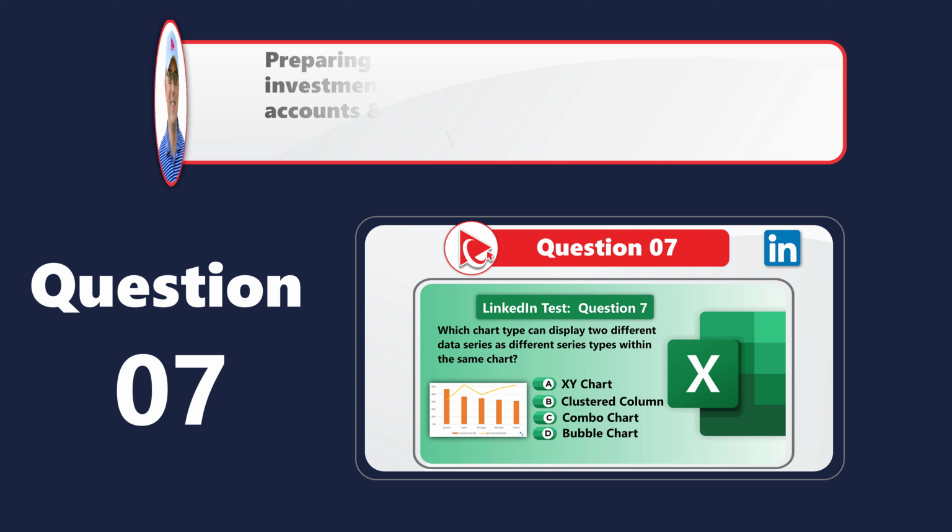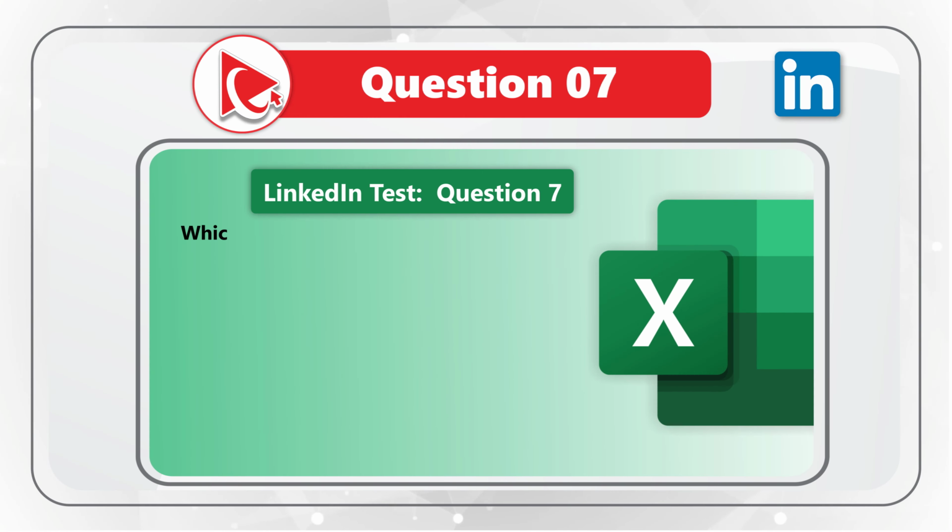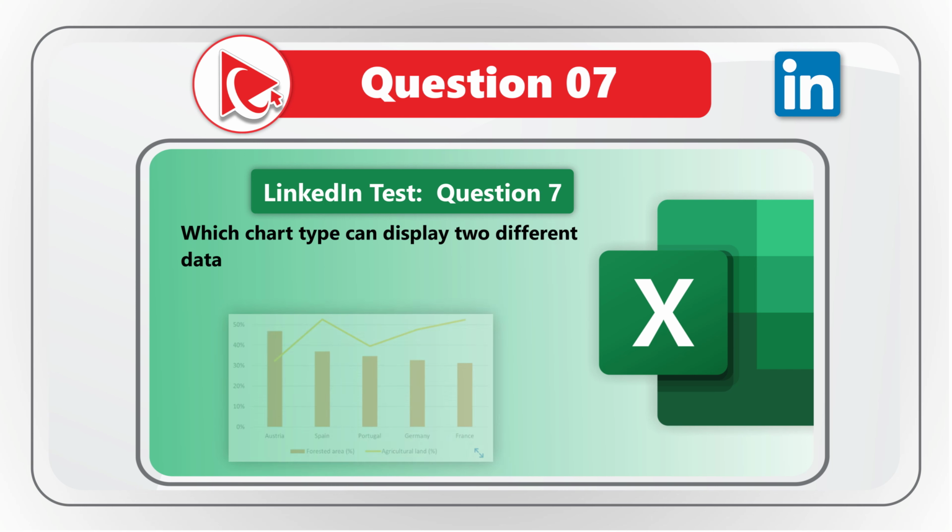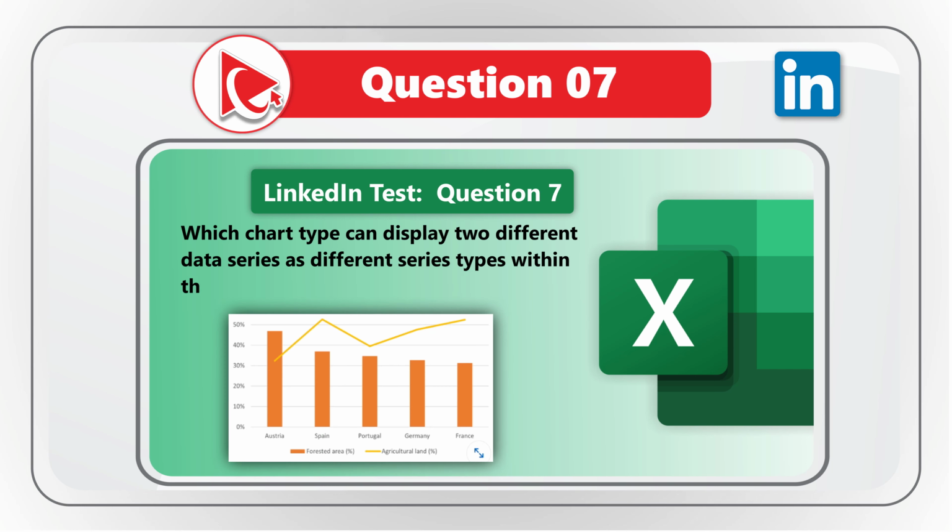In question 7, we need to determine which chart type can display 2 different data series as different series types within the same chart. And you have 4 different choices to answer this question. Choice A, XY chart. Choice B, clustered column. Choice C, combo chart. And then choice D, bubble chart. Do you know the answer? Let's find the answer inside Microsoft Excel.